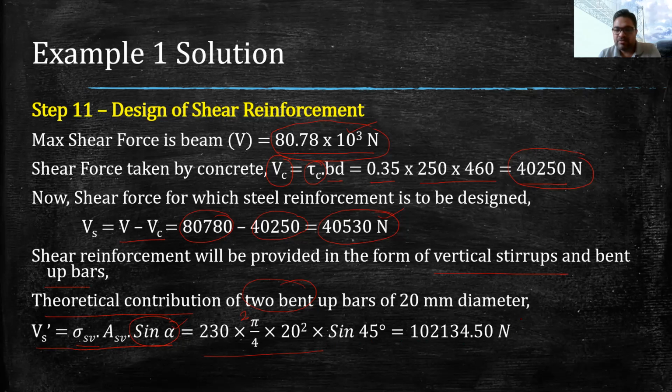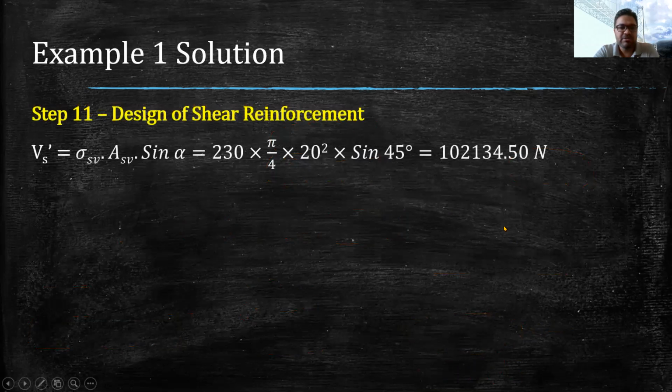After calculating, this value will be slightly more. Actually it will be 2 times this value, so this will be around 204 kilonewton. So this much shear force is resisted by the bent up bar, but this is actually the theoretical contribution. We may not consider the whole contribution by the bent up bar because the IS code has recommended some other parameters also, so now we will check that. Again, please do the correction here: this is approximately 204 kilonewton, and there we need to include 2 into pi by 4, 20 square.